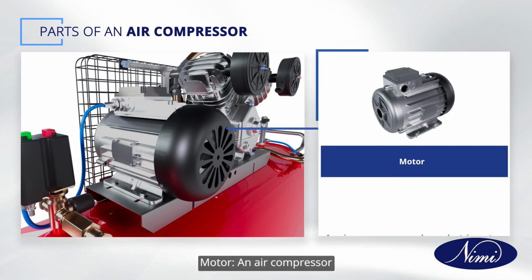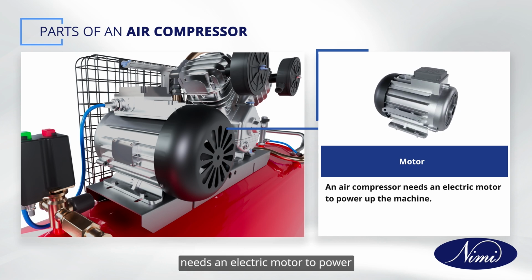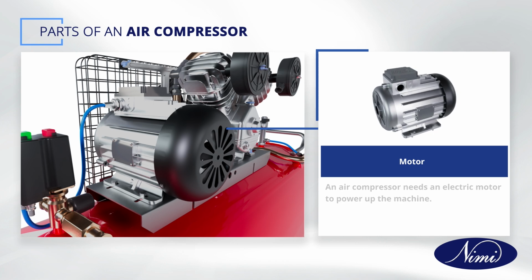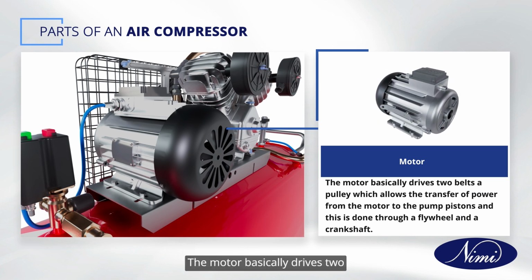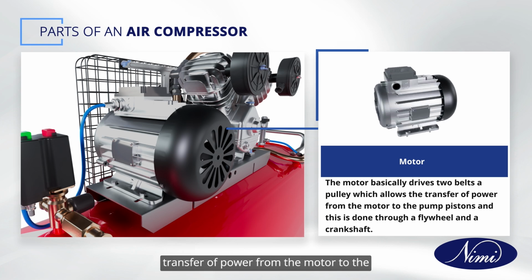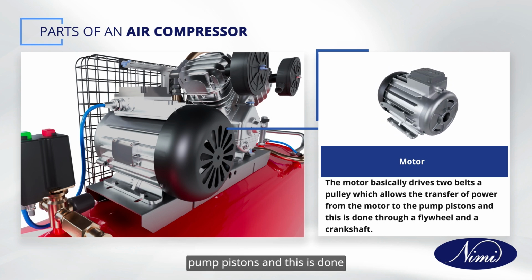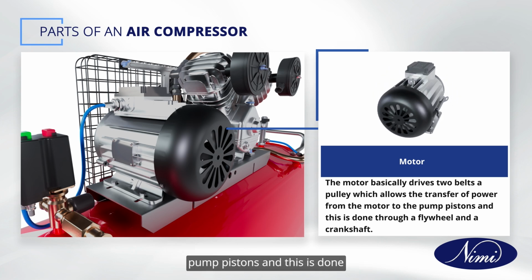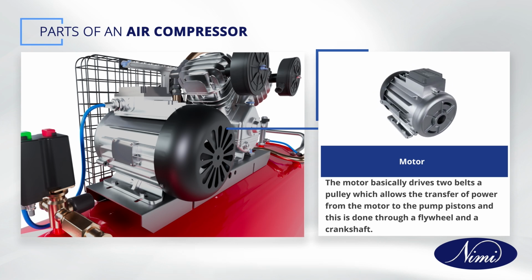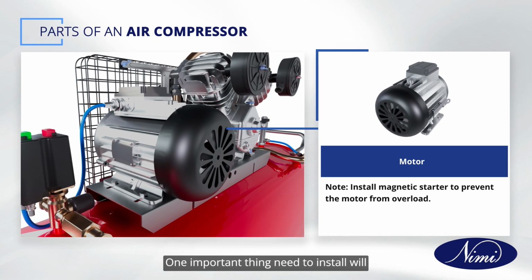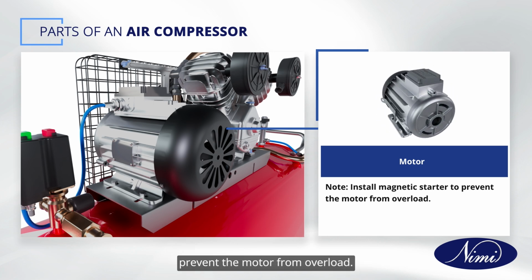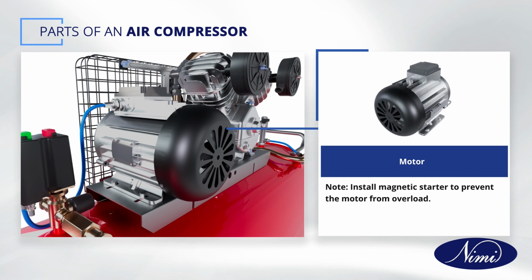Motor. An air compressor needs an electric motor to power up the machine. The motor basically drives two belts, a pulley which allows the transfer of power from the motor to the pump pistons, and this is done through a flywheel and a crankshaft. One important thing to install is a magnetic starter to prevent the motor from overload.